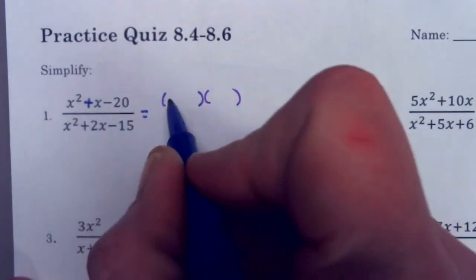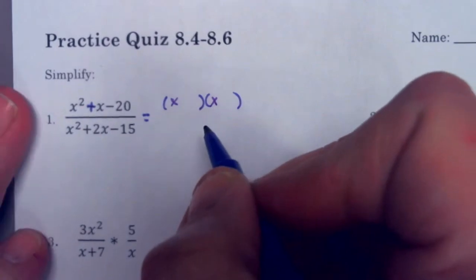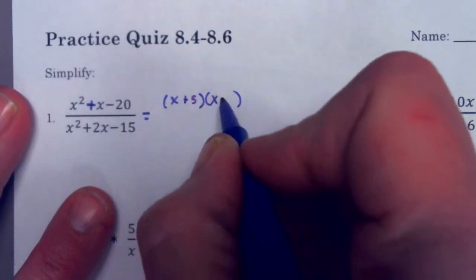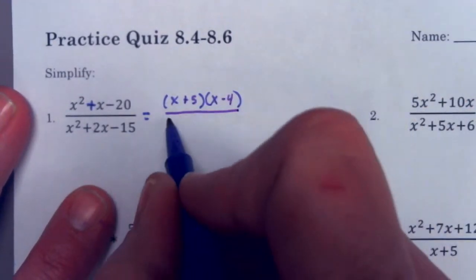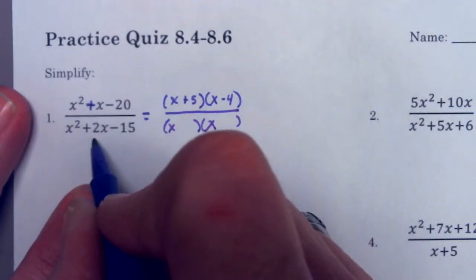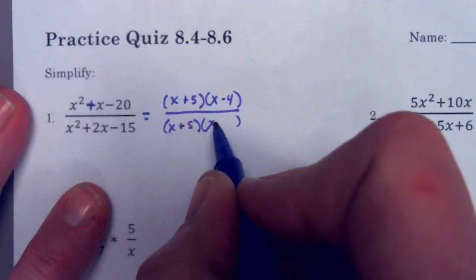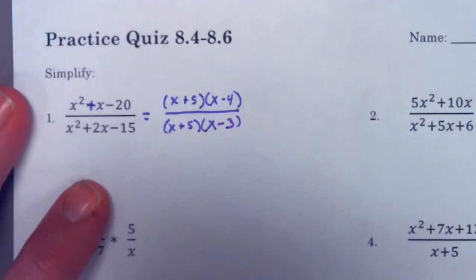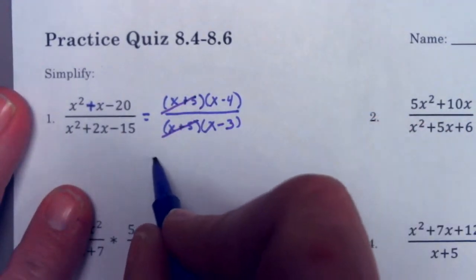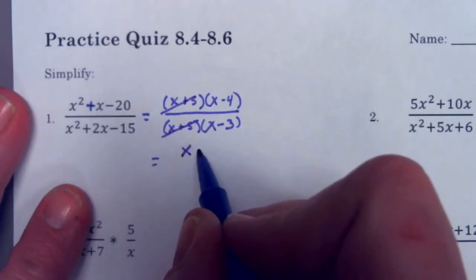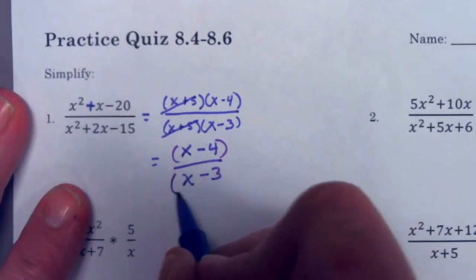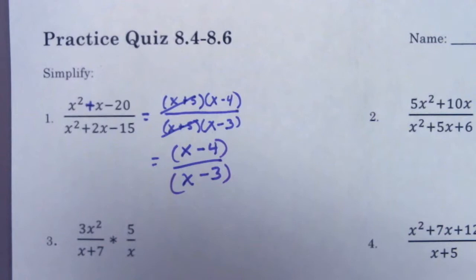X squared plus x minus 20, put in the x's. Two numbers that multiply to be negative 20 and add to be positive 1 are 5 and negative 4. In the denominator, factor that. X and x, two numbers that multiply to be negative 15 and add to be positive 2 are x plus 5 and x minus 3. Alright, since they have a common binomial, x plus 5, I can divide x plus 5 by x plus 5, and this will simplify to x plus 4 over x minus 4 divided by x minus 3. So that's how number 1 works.